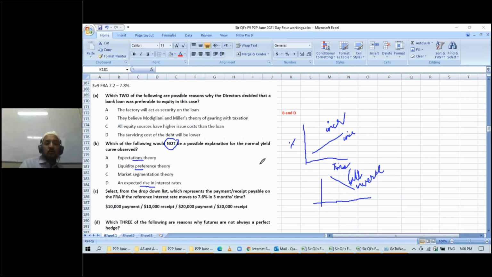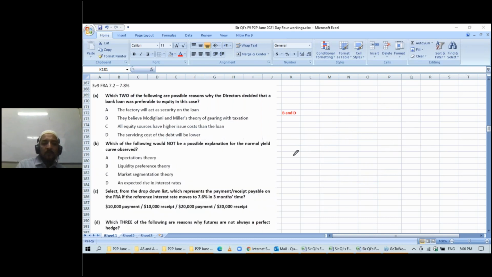This is not suitable. The short term and the longer term markets are basically involved in the market segmentation theory. It is dependent on whether there is a higher demand for short term or long term. It depends on that. Okay, so for this you have to at least go through these theories once, at least read these theories.